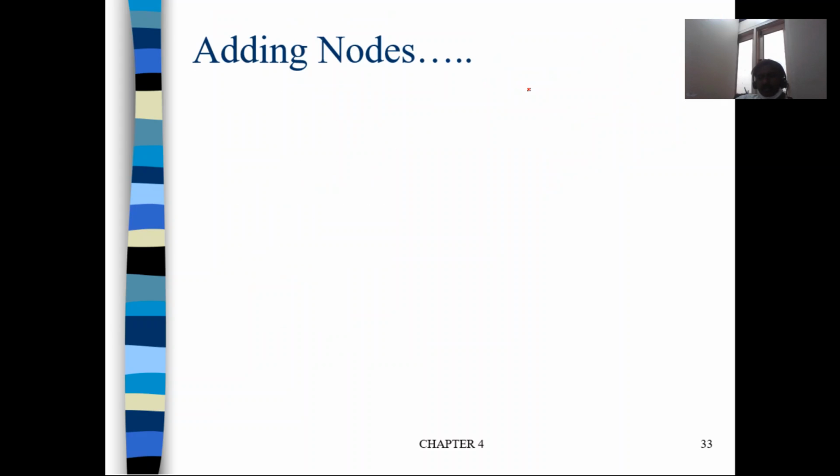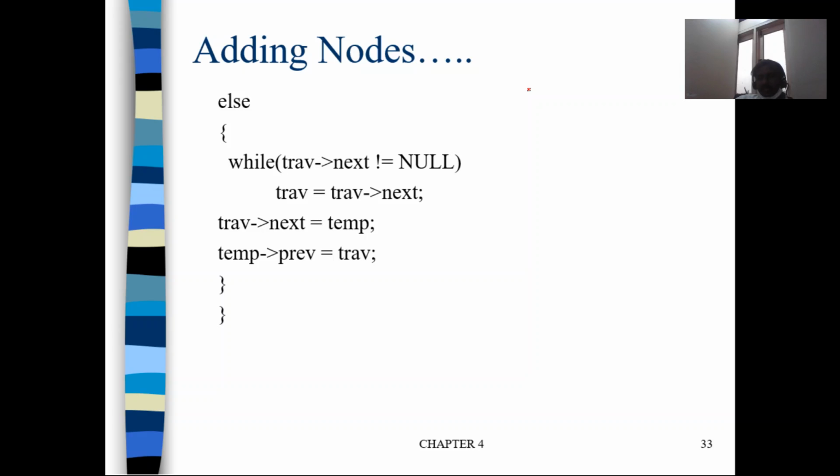If this is not the first node, then what should we do? Whatever new node you created, that's not the first node. Already there are some nodes in the linked list. So already some 2-3 nodes are in the linked list, and every node's next is pointing to the other node. The first node's previous will be null, right? So already 2 nodes are in the linked list, and the second node's next is pointing to null.